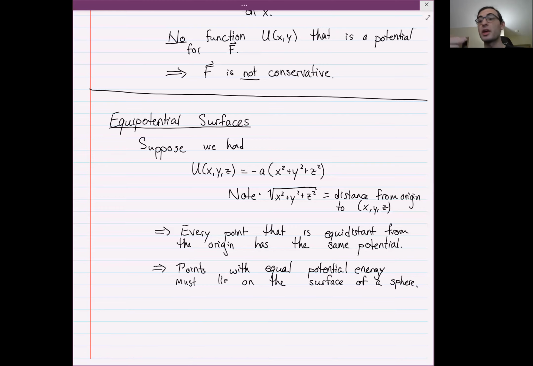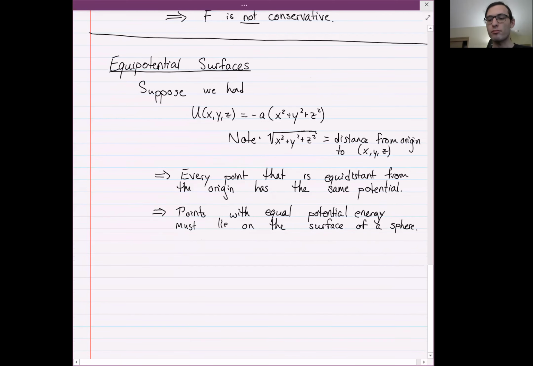So they have to lie on the surface of a sphere, right? Because the collection of all points in space that are the same distance from the origin is just defined to be a sphere. A sphere is the set of all points that are the same distance from some center. So that's a surface.